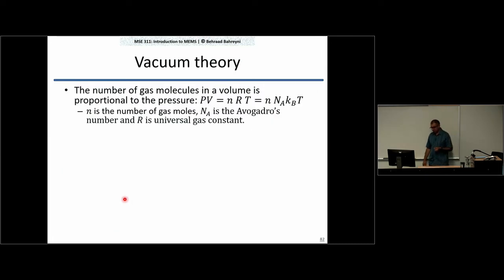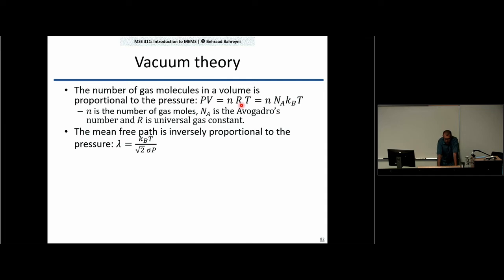So what happens when you drop down the pressure? Well, if we assume that the ideal gas law applies, we know that PV equals nRT. Once you drop the pressure for a given volume, where the volume here is the reaction chamber that you have, the number of gas molecules inside the environment will definitely go down, right?